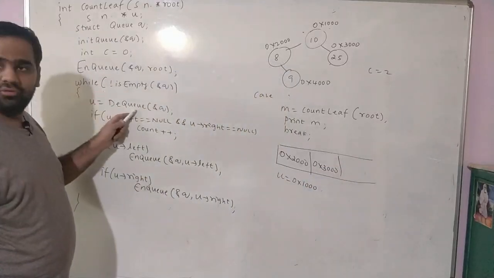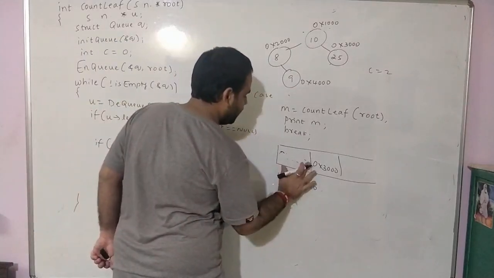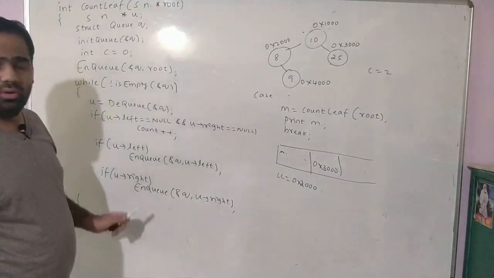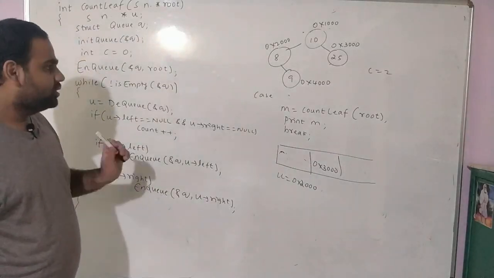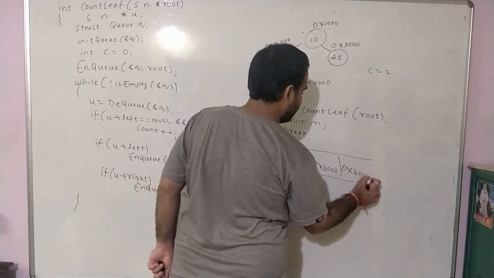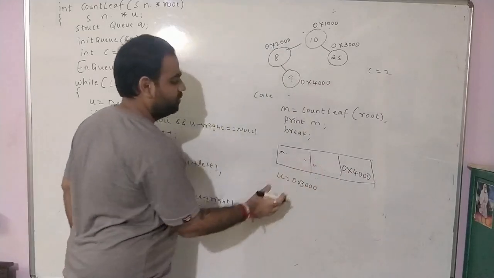While not is empty of q? Yes, u is equal to dq. What do you dq? You dq 2000. Now 2000 arrow left equal to null? Yes, but 2000 arrow right equal to null? No, 2000 arrow left is null, 2000 arrow right is not null. Therefore, you enqueue 4000 back into the queue. Now again you say u is equal to dq. You get 3000 from the queue.